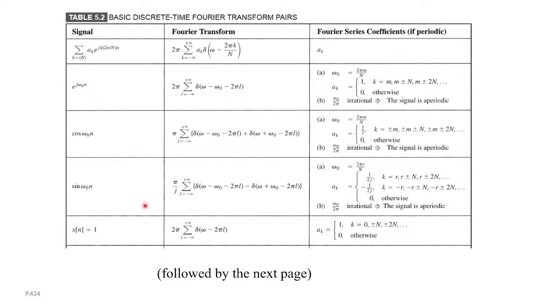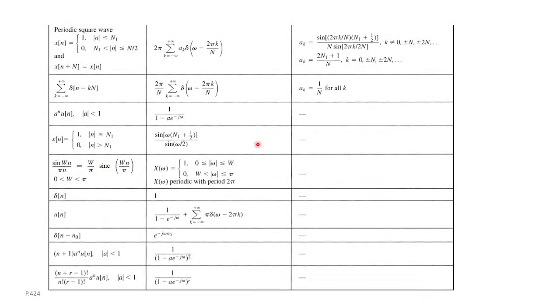And with the table, the first one of the table is kind of boring. It's basically you have periodic signals, so you just turn the Fourier series coefficients back into the Fourier transform. And for the square wave signal, you also turn it into this. And I think the more useful one is exponential decay. Then you get this 1 over 1 minus a e to the minus j omega.